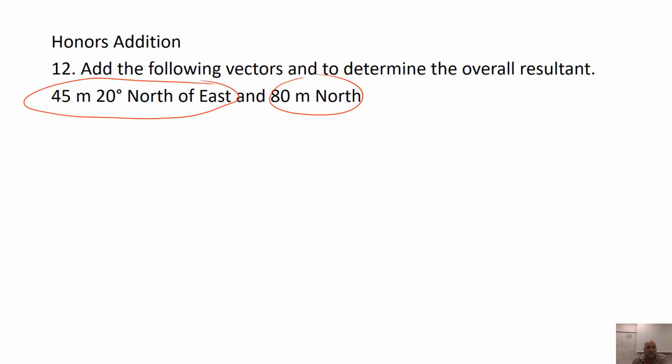I'm going to break this into an x and a y component. So I'm going to draw it out. You have north of east, so it's going to be east first, then north of east. Once again, the 45 meters at 20 degrees. Anytime you see that the angle is next to the vector, it's not going to be just north, which would be only an x-axis or y-axis. This is going to have both the x and y-axis to it.